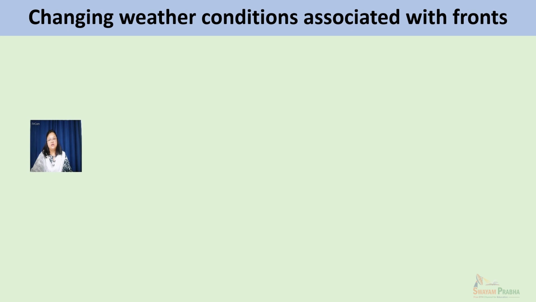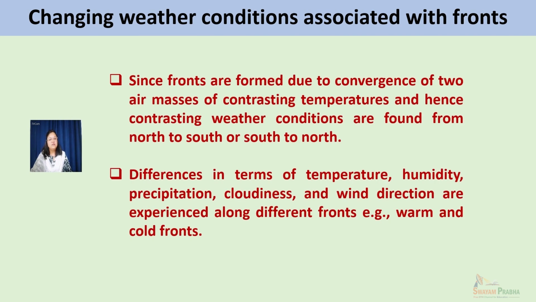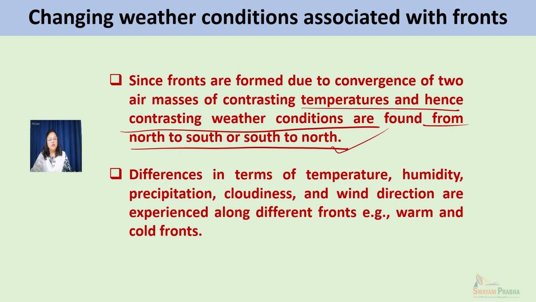So what are the weather conditions associated with fronts, and how do weather conditions change with respect to different fronts? As you know, fronts are formed due to convergence of two air masses of contrasting temperatures, and hence contrasting weather conditions are found from north to south or south to north, depending upon which particular air mass is becoming aggressive and invading into the arena of the other air mass. Differences in temperature, humidity, precipitation, cloudiness, and wind direction are experienced along various sectors of these frontal activities. You can witness drastically changing weather conditions.